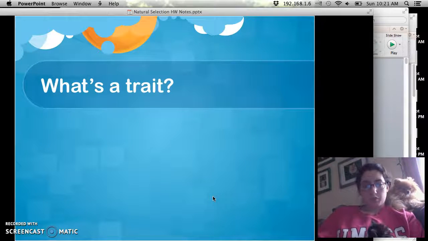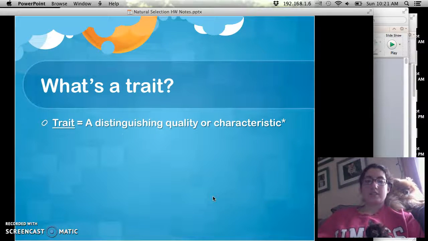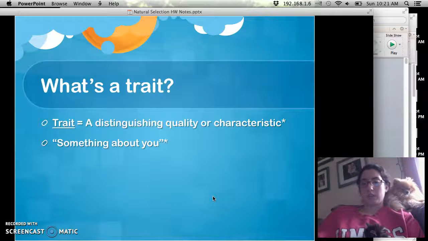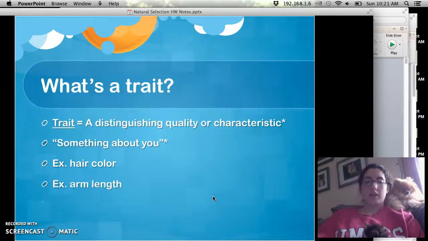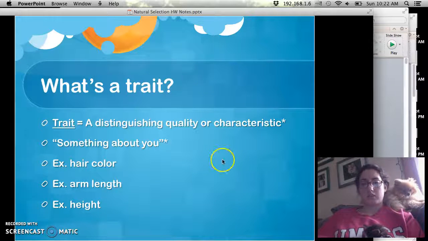I keep using the word trait. A trait is a distinguishing quality or characteristic. So most simply, it's just something about you. Something that you can physically see or how you act. So your hair color, your arm length, your height, those are all traits. They're things about you. More specifically, a distinguishing quality, so something special about you, or characteristic. So you can write that down.